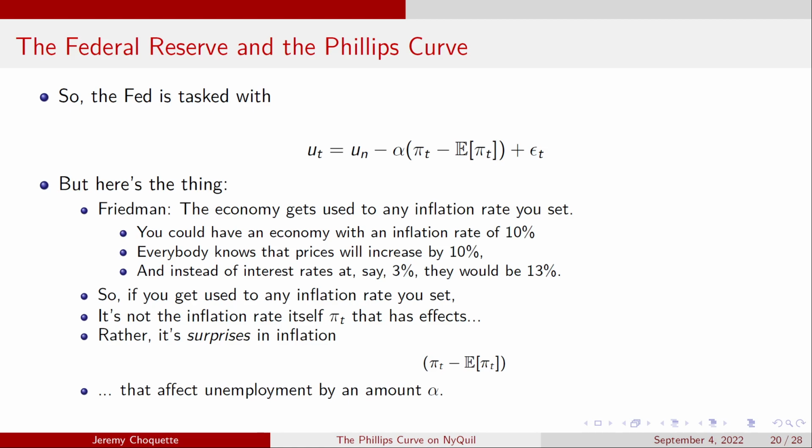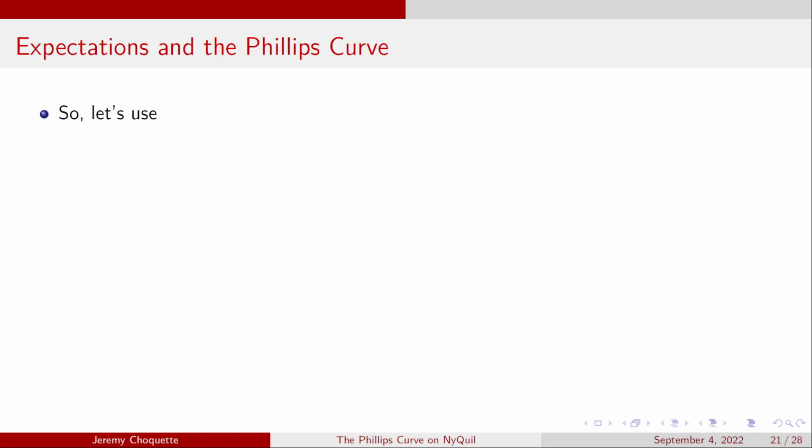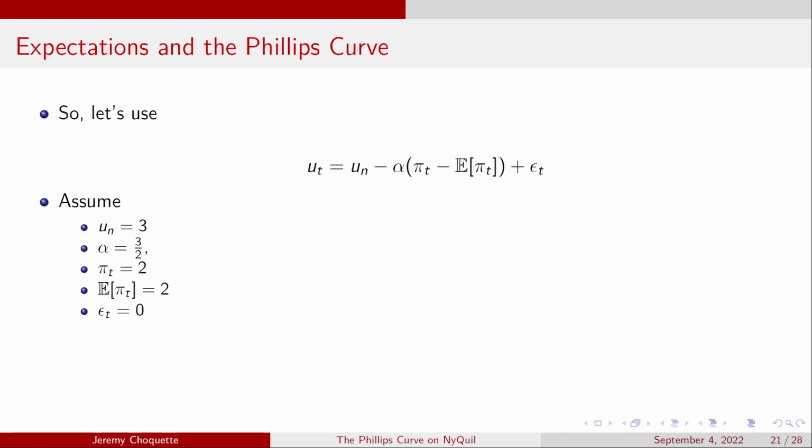And also the amount that these surprises will be affecting the unemployment rate is given by this coefficient alpha. It isn't inflation that produces the stimulus. It's higher than expected inflation that produces stimulus. So let's do a couple of examples. Let's assume the natural rate of unemployment is equal to 3%. Alpha is equal to 3 over 2, or 1.5. Inflation is 2%, and expected inflation is 2%. We'll be assuming epsilon is 0 throughout this entire lecture.